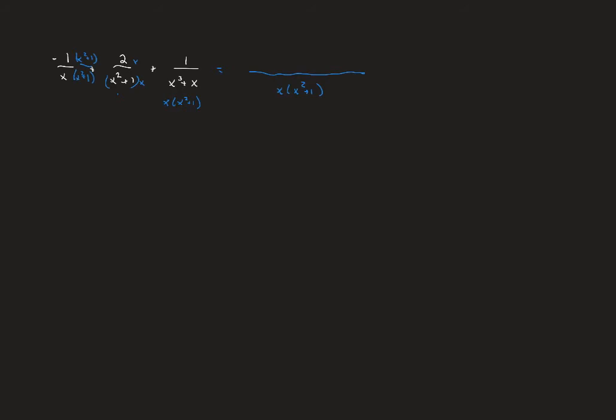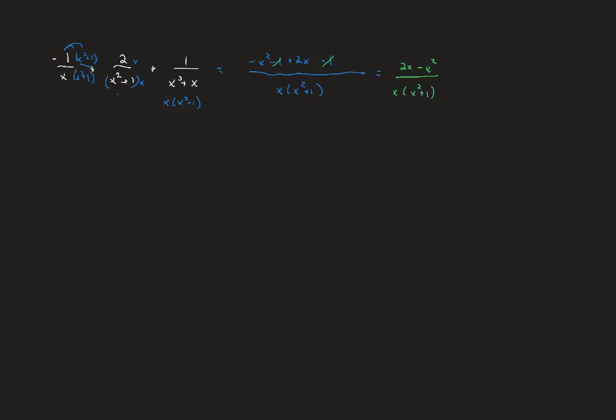So when we take that negative 1 and distribute it, we're going to get a negative x squared minus 1. We're going to get a plus 2x from the second term and a plus 1 from that third fraction. We'll combine like terms, and we'll see that the ones are going to kill each other off. So I'm going to write the positive term first. It's going to be a 2x and then a minus x squared all over x times x squared plus 1.